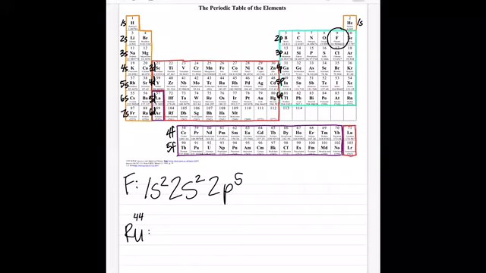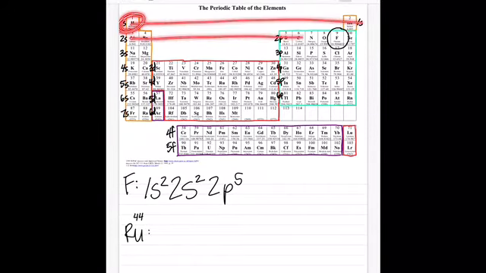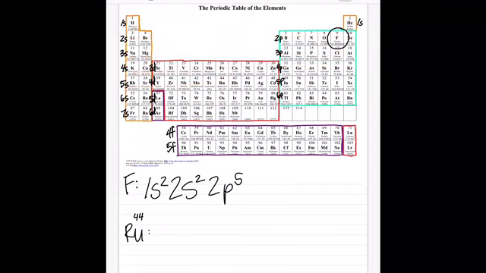All right, so we are again going to start at number 1, and we're going to go all the way through until we get to number 44, which is right here. It's way down there, but we're going to do this. We can do this. Okay, so let's start with 1s.